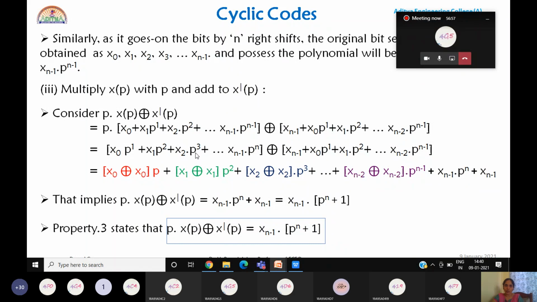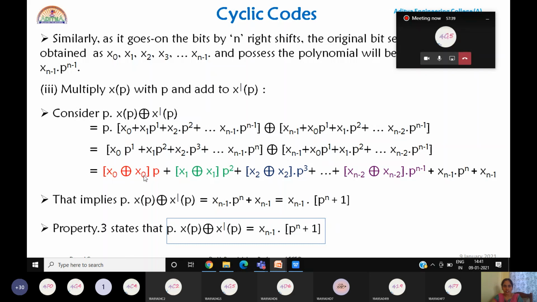And similarly, if you take p cube as common, you will get x2 XOR x2, plus so on, plus p power n minus 1. You have the constant as xn minus 2, and here also for p power n minus 1 you will get xn minus 2. So xn minus 2 XOR xn minus 2 into p power n minus 1, plus whatever the leftover terms, xn minus 1 into p power n, plus, and here you have p power 0 value, that is xn minus 1. So the constant of p power 0 is xn minus 1.